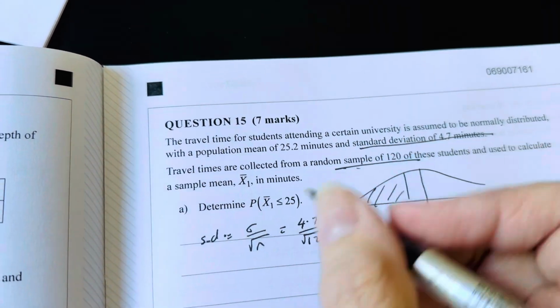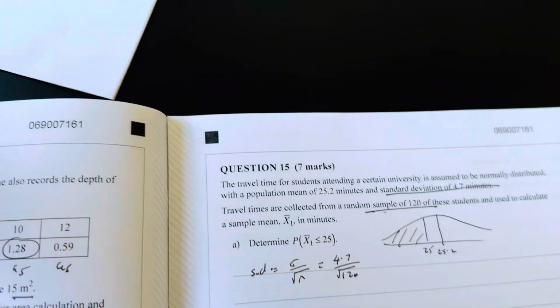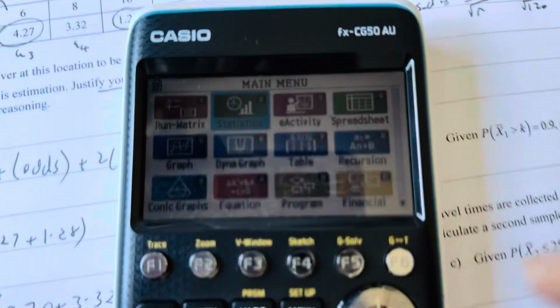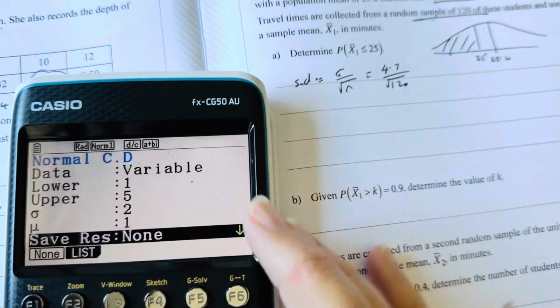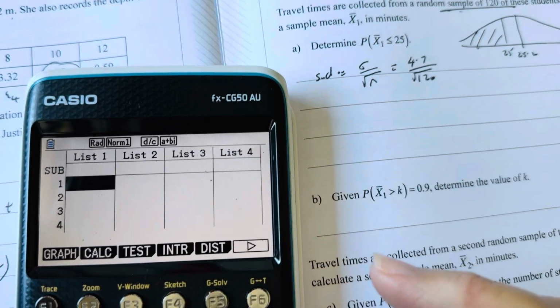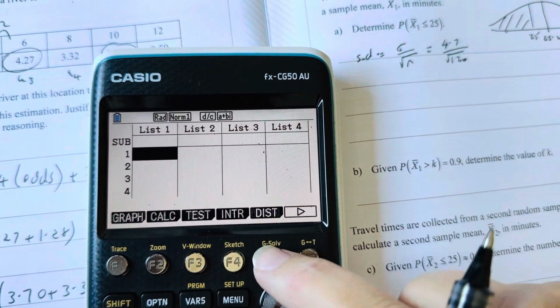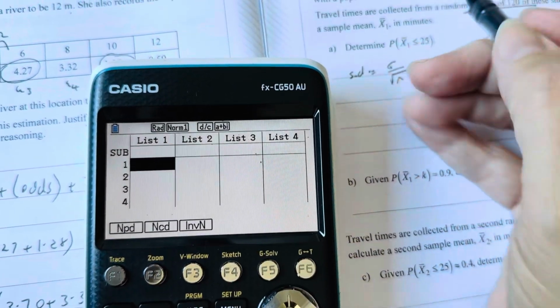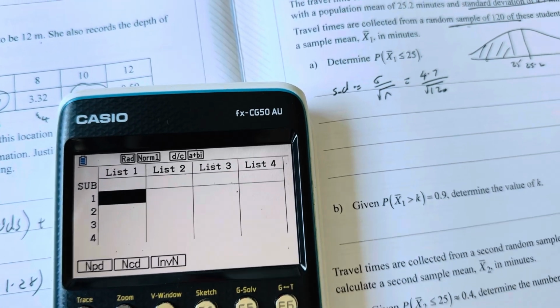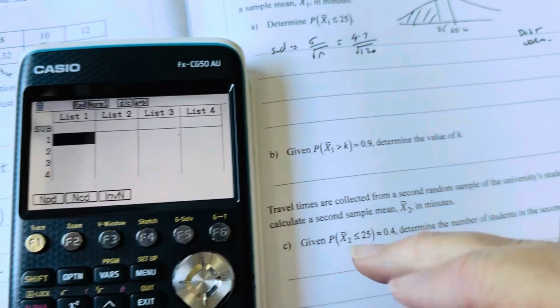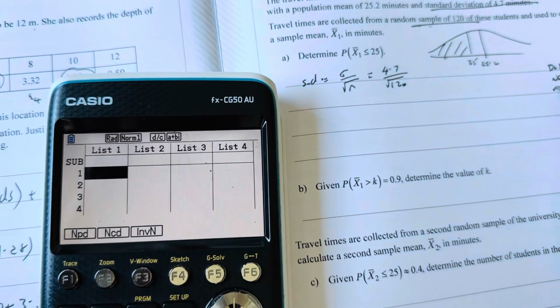We are going to do this on our calculator. So I'm going to go into my stats mode, and let me just exit out. So we get to stats mode. We go distribution, normal. So let's go through. I'm just writing it down so we can go through it. We're going to go NCD.